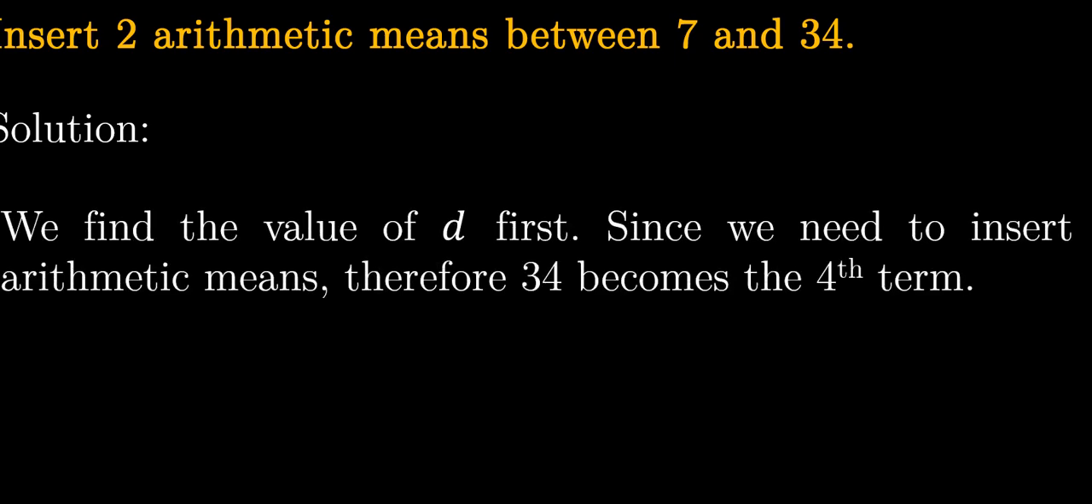So we first find the value of d, because if we know the value of d, we just simply add it to 7, or subtract it from 7 if it's negative. If we can find d, we can find the second term and the third term, which are actually our arithmetic means. Remember that 34 becomes our fourth term. So if we know the value of d, we just add it to 7 and we get a sub 2. Add again that value of d, we get a sub 3.